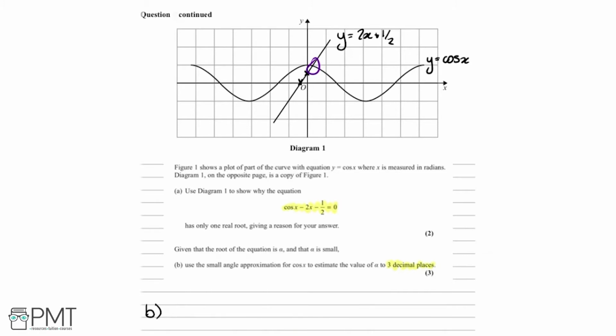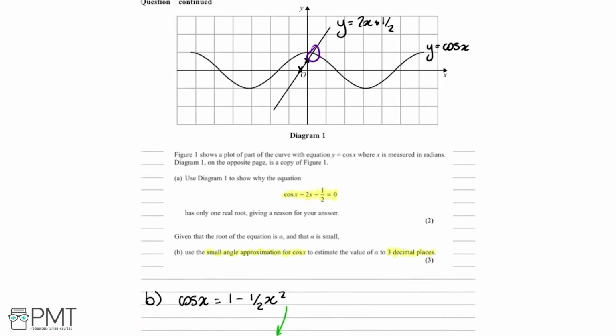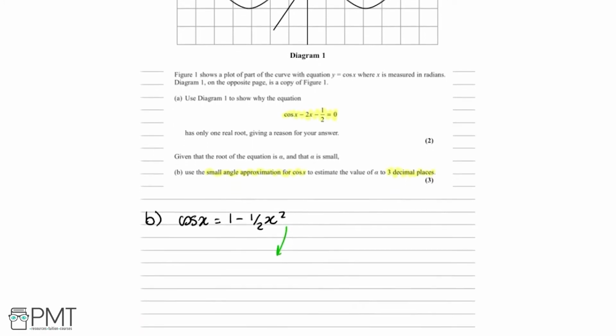Now from the formula booklet, we know that the small angle approximation for cos x is that cos x equals 1 minus half x squared. So what we can do is use this and sub it into the original equation, or the one from part A. So doing that we've got 1 minus half x squared minus 2x minus a half equals 0.